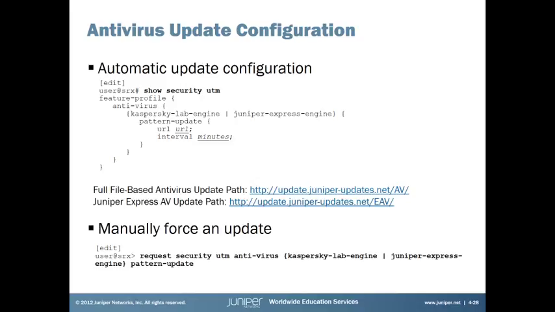This is our configuration for updating our signature database. We've got the antivirus database that we're going to be using, the URL, and the interval in minutes, just how often it gets updated. Instructions there on how to manually force an update, probably a good thing to do when you first set it up, just to make sure the updates are in fact working.